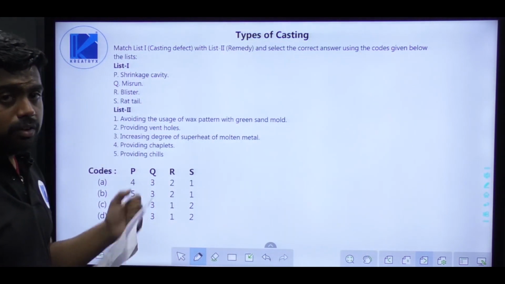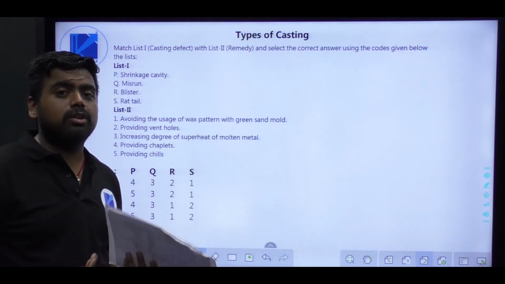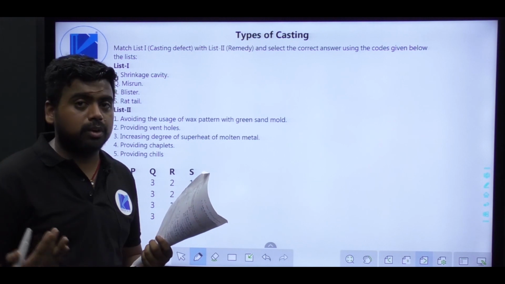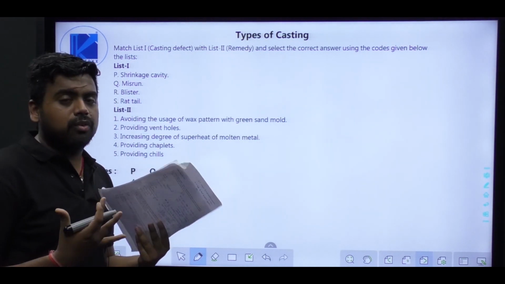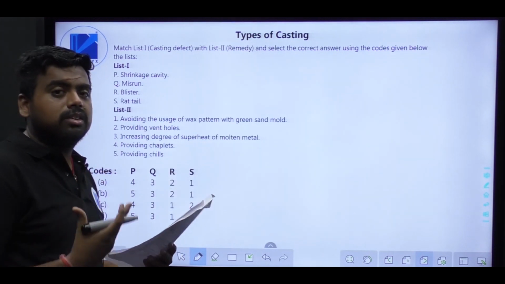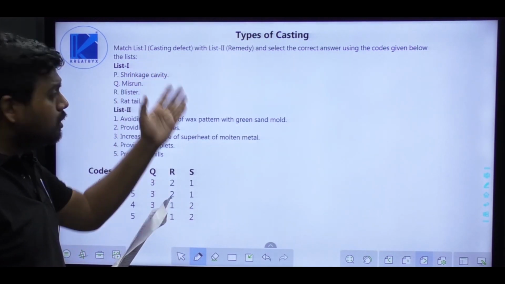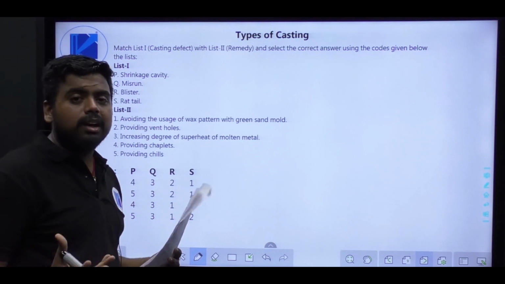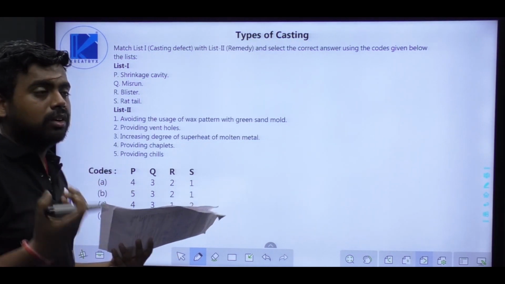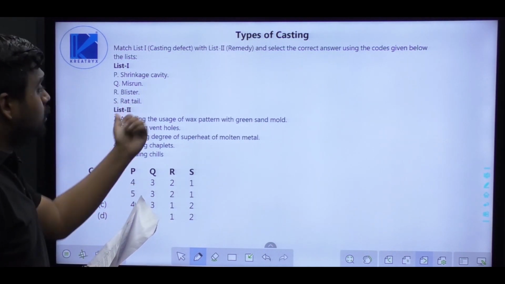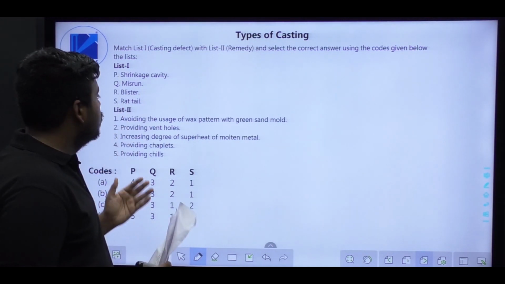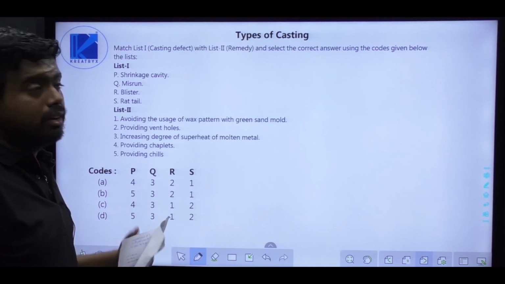So now in the previous question, I was talking more about types of casting and the casting products. But while making a cast, there are various types of casting defects which arise in the casting. So in this question, we are dealing with the types of casting defects. In list 1, there are casting defects, and in list 2, there are the remedies for those casting defects.